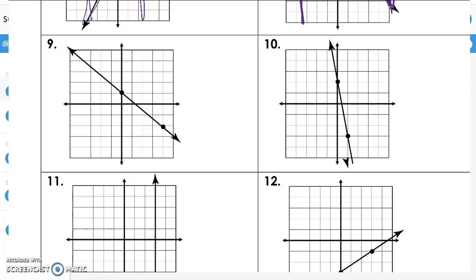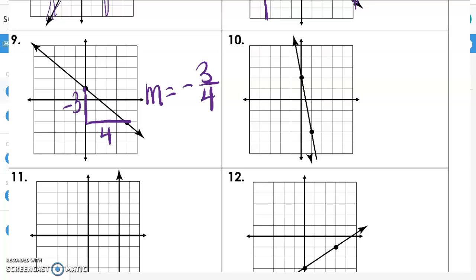Number 9 again is negative, so from here to here we go down 3 and right 4. So our slope is just negative 3/4. Number 10, we went down 5 and right 1. So negative 5 over 1 is negative 5.